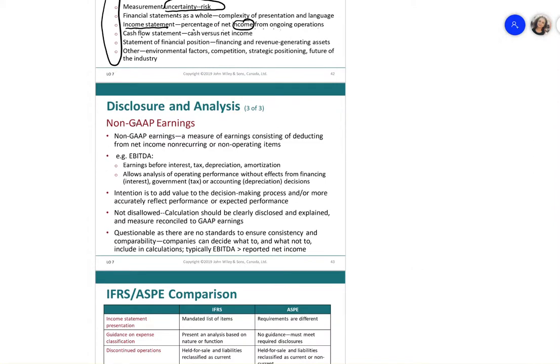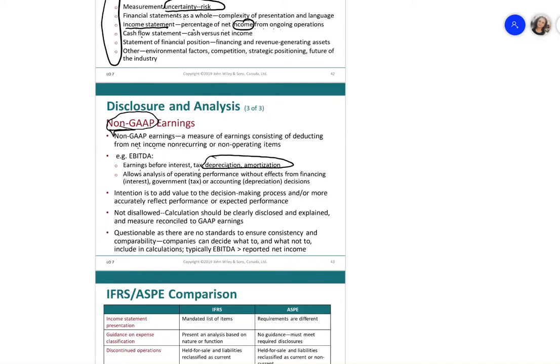Non-GAAP earnings means a measure of earnings consisting of deducting from the net income non-recurring or non-operating items. If you put something on your earnings and it's non-GAAP, then you have to deduct it from your net income. Earnings before tax and depreciation and amortization. EBIT is earnings before interest and tax, and then DA is depreciation and amortization.